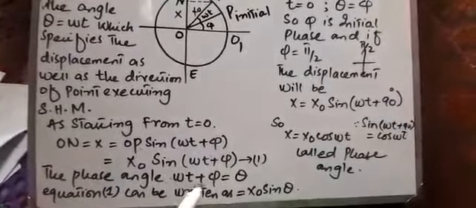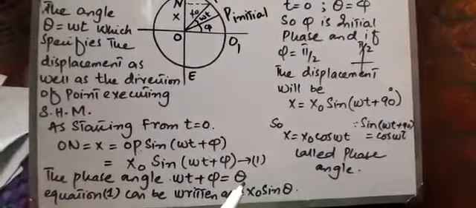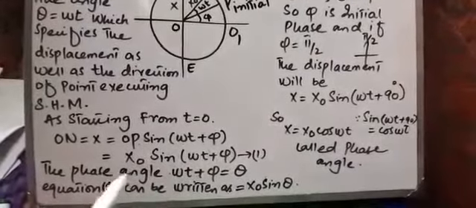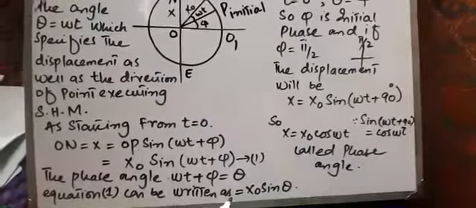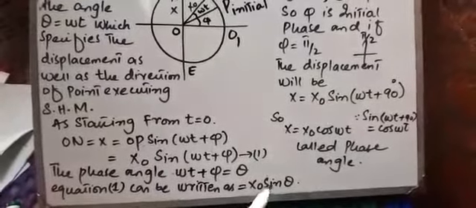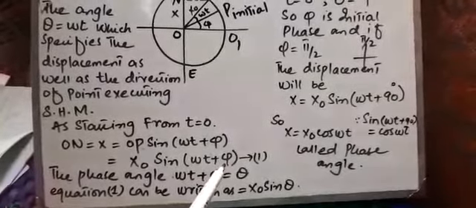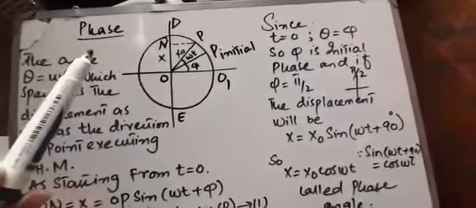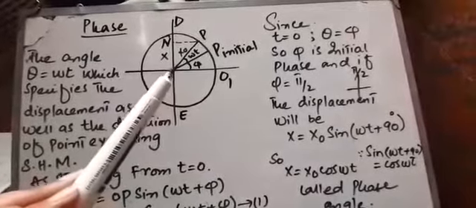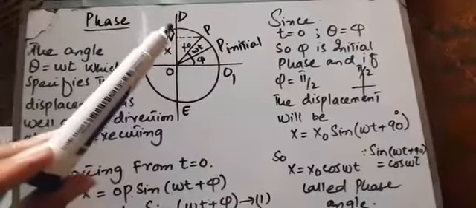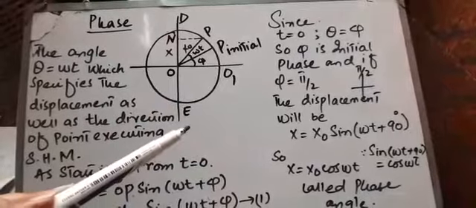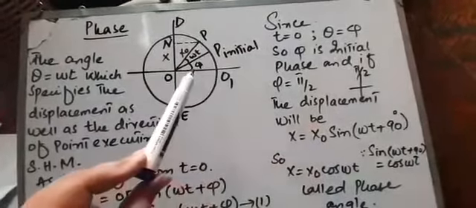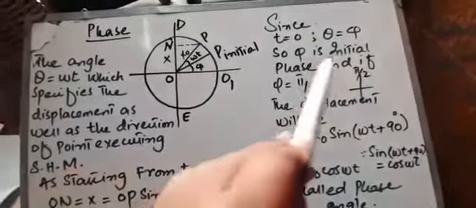The phase angle omega t plus phi is equal to theta. Let us suppose, as physics is the name of supposition, it is equal to theta. Then the equation can be written as x naught sine of theta in place of omega t plus phi. As we are discussing the phase, it is the angle at which the body goes from its mean position to the first extreme position, or from the first extreme position to the mean position, and after that to the second extreme position. As we start from t equal to 0 and theta equal to phi, the initial phase is phi. Phi is the initial phase.